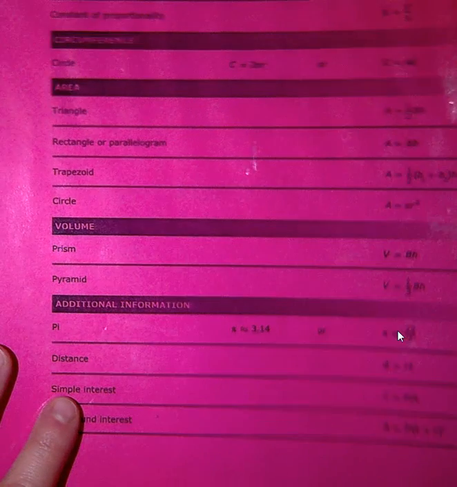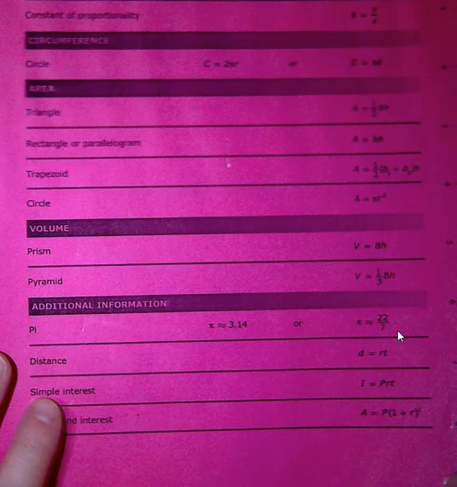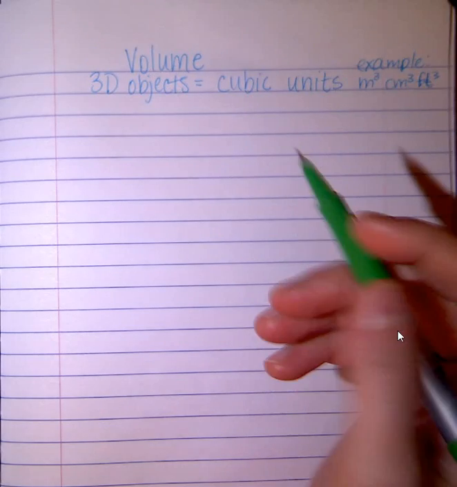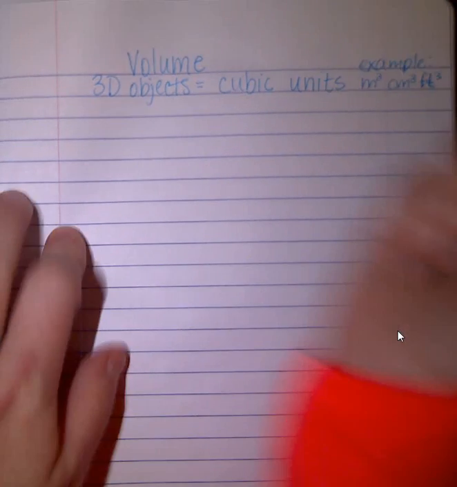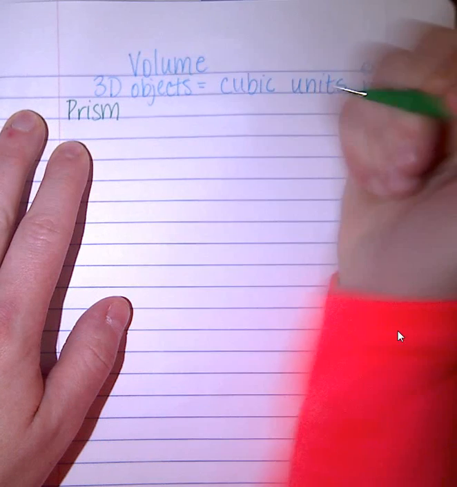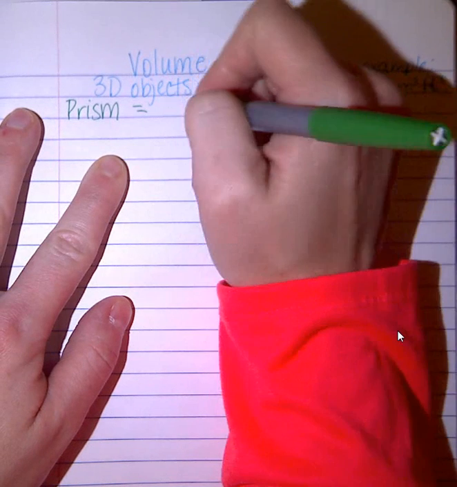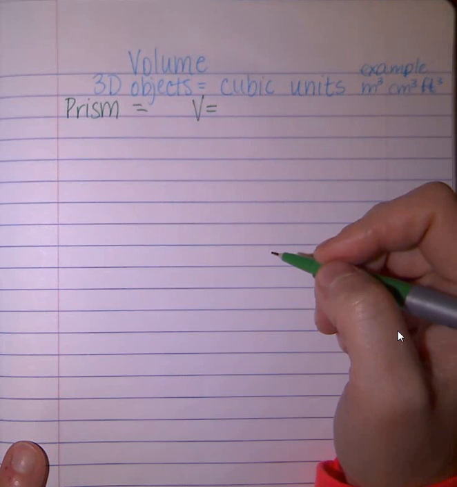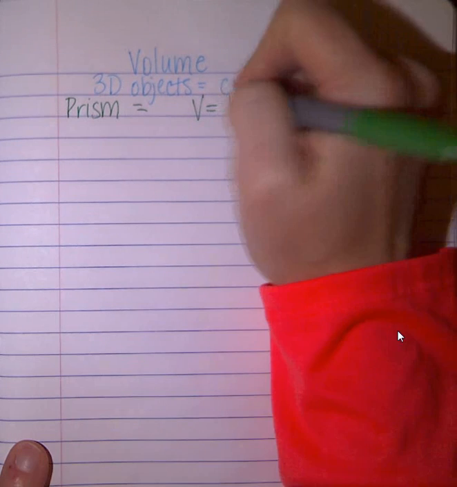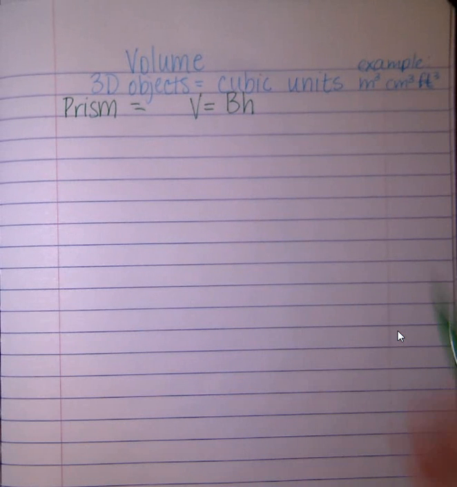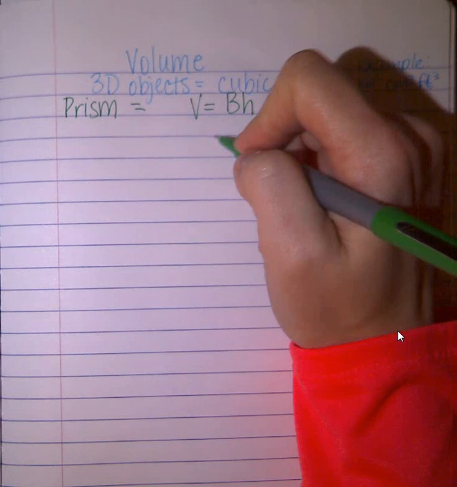Okay, so we're going to go ahead and write those formulas in our notes. I'll write them for you. First we have a prism, and the formula is V, capital V, which stands for volume. V equals capital B times H. Make sure it is capital B.